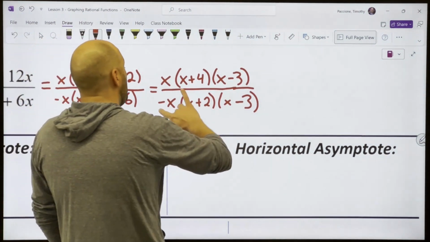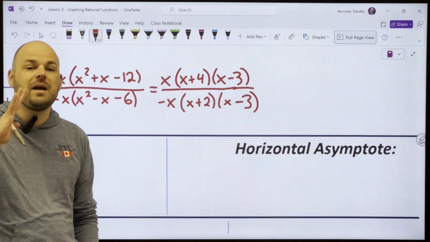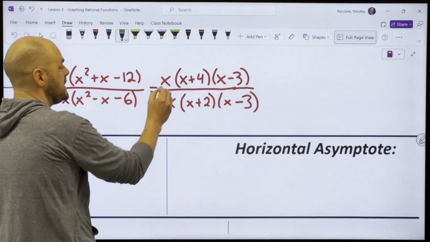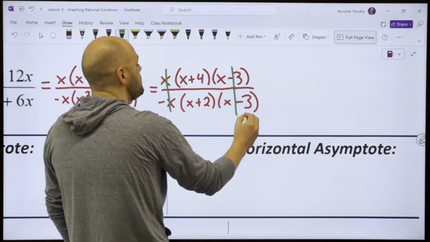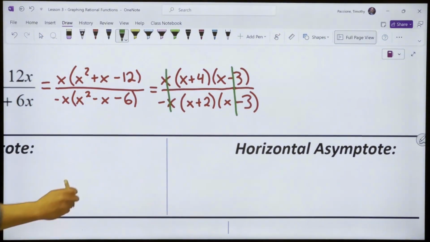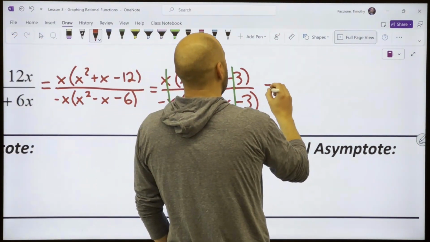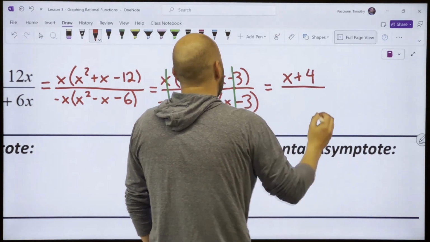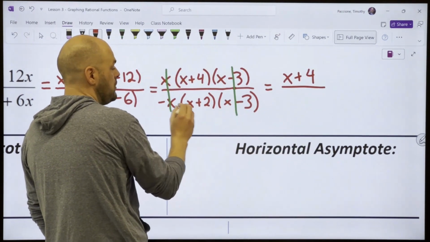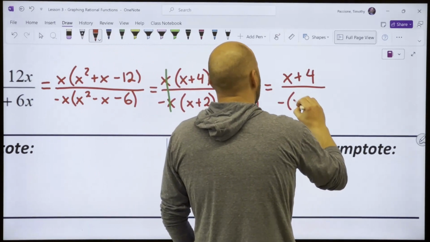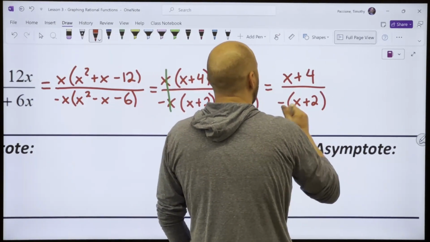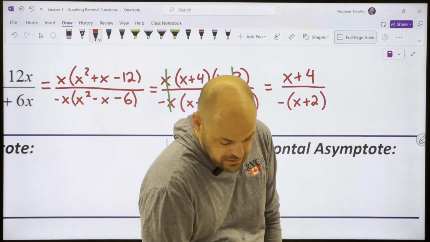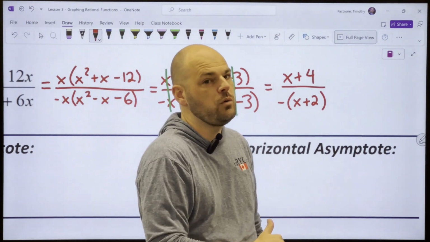Okay, so now once I fully factored the top and the bottom, I see what cancels. Anything that shows up on the top and the bottom cancels. So x and x, that cancels. X minus 3, that cancels. And one more step here, see what's left. So on the top, I have x plus 4, and on the bottom, I have negative, don't forget about that, and then x plus 2. Okay? All right, so that is our factored simplified form, and we end up moving forward to the next step.